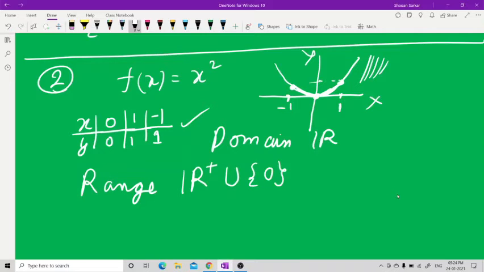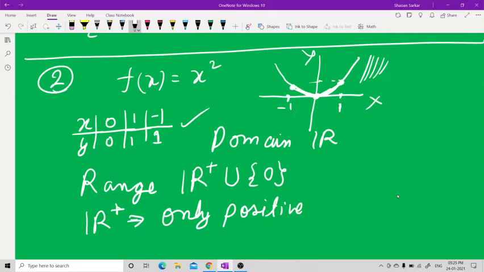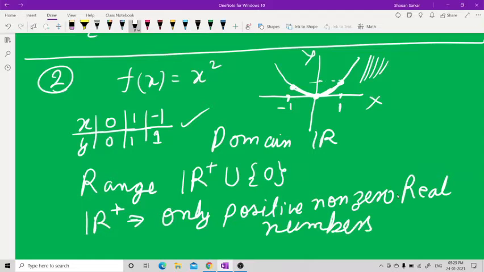R plus means only positive non-zero real numbers. Now we have the next graph.